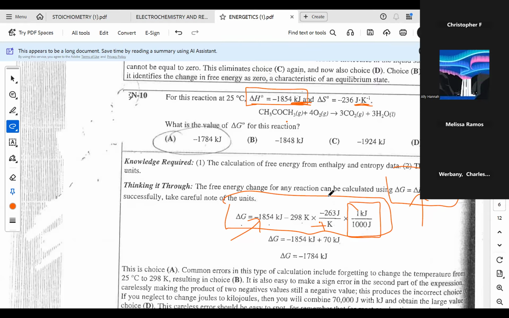So what happens is this entropy term would then be like negative 0.263 times 298. And we would get 70 from that. So negative 298 times 0.263 gives us 70 kilojoules. That's going to be positive because our negative and our negative will cancel out. So we're going to add that positive term to our negative term here. And as long as you know what to plug in where and you know to convert to kilojoules from joules, you have the ability to answer these Gibbs free energy questions correctly.